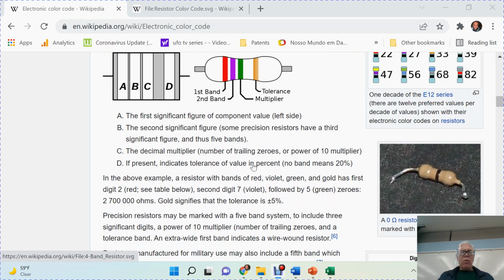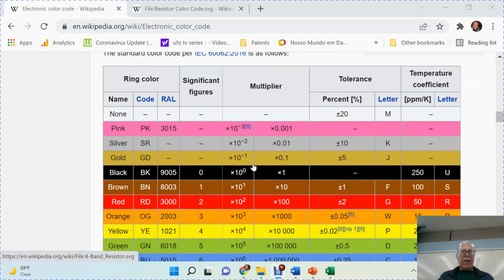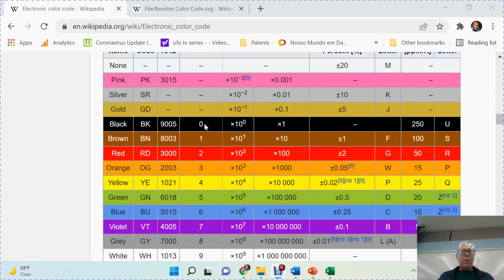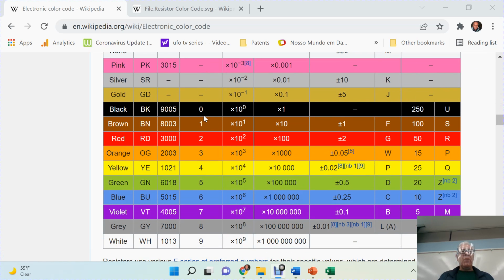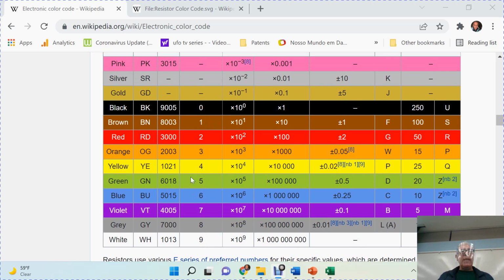Here you go, that's Wikipedia. Each color has a number. Black represents the number 0. Brown, 1, 2, 3, 4, 5, 6, 7, 8, 9. If the number is in the third band, then you use this multiplier: 10 to the power 0, 10 to the power 1, 10 to the power 2, and so on.